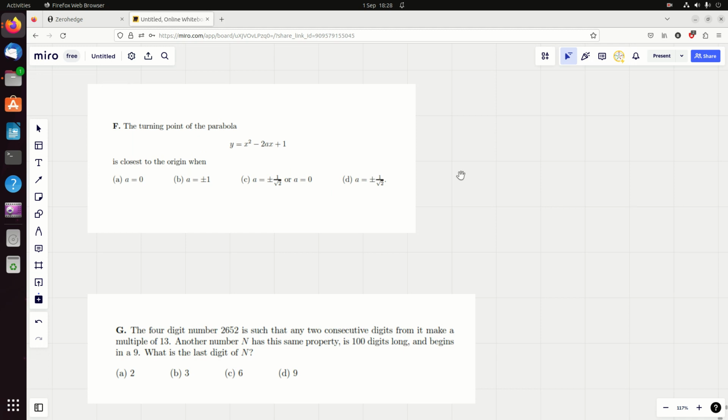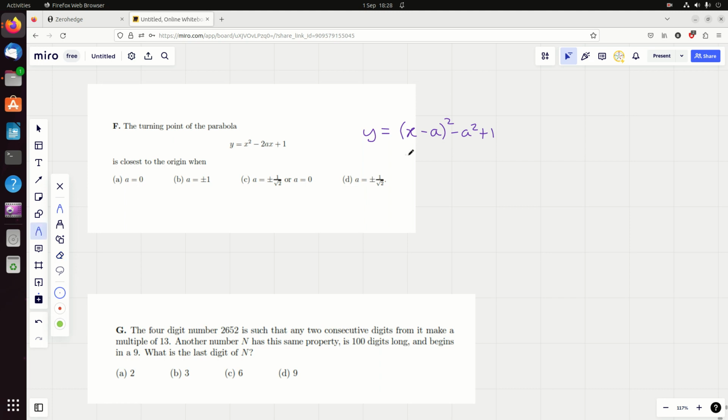Okay, the turning point of the parabola, so we need the turning point here, and we want it to be closest to the origin. Wow. So it'd be nice if we could write down the turning point, which we can do if we complete the square or differentiate, whatever you prefer to do. You can do either way. Half the middle term, square it, minus a squared plus 1. Hopefully you agree with me that the completed square form should look like that, because you're going to get x squared minus 2ax plus a squared minus a squared plus 1. So you're going to get exactly this.